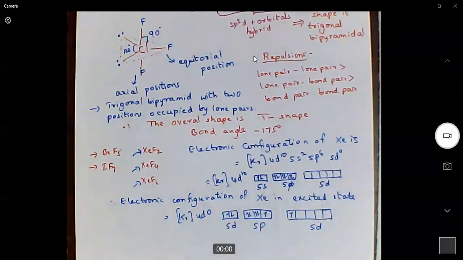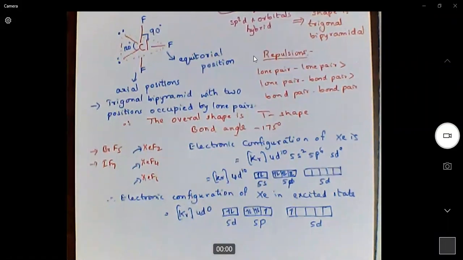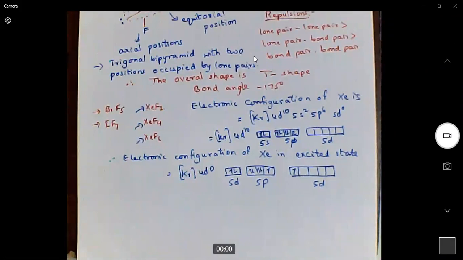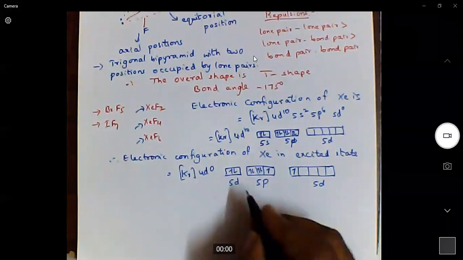Please mute all of you, please mute your mics. Now we have two electrons. Oh sorry.